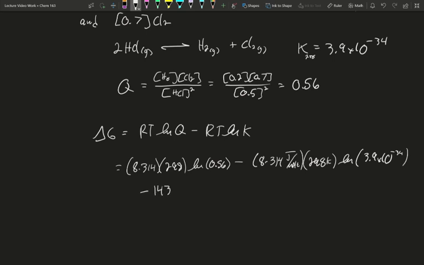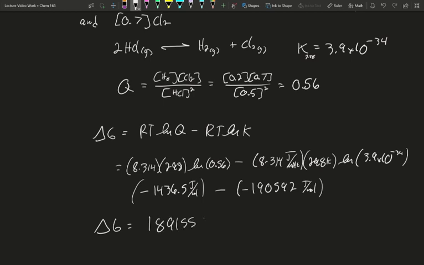Negative 1436.5 minus negative 190592. In both cases, these will be joules per mole. In which case, the free energy of this system is positive 189,155 joules per mole, or positive 189 kilojoules per mole. That is extremely positive for the reaction as written. This is not going to favor moving to products. The forward reaction is non-spontaneous.